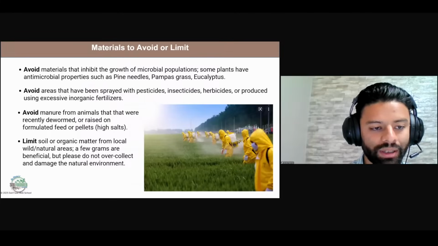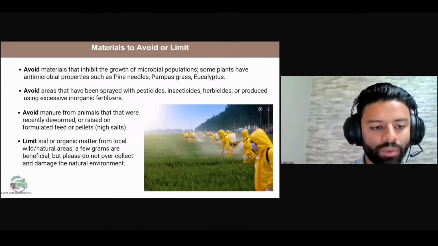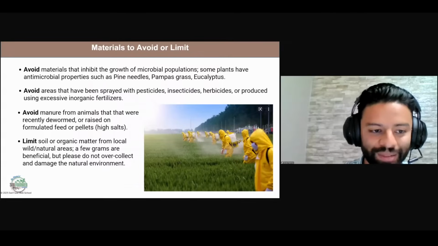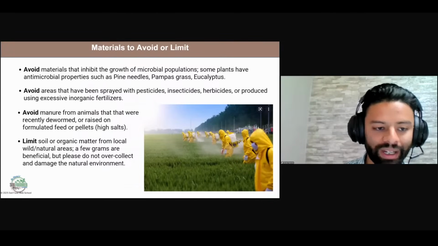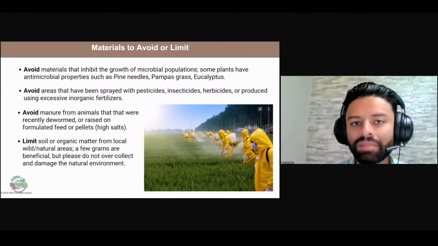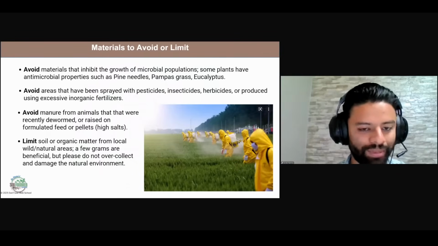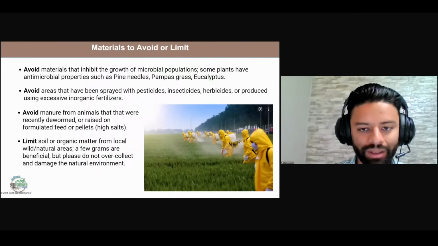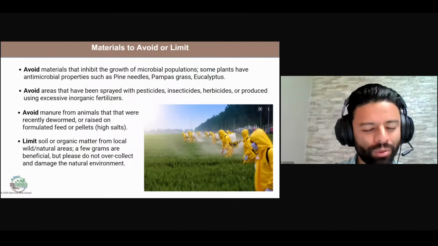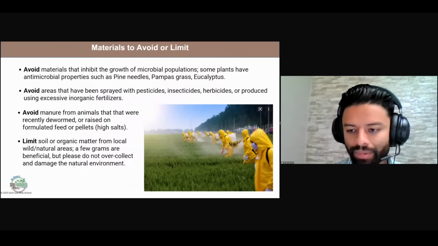Also, we want to limit soil or organic matter from local areas. Why is that? Well, basically because we want our system to be environmentally sustainable. So we don't want to over-collect or cause any damage or imbalance in our natural systems. You can certainly pick a couple of handfuls of leaves or bark or whatever you have close to start stimulating your inoculum, but you don't want to overdo that. Otherwise, you will alter your natural ecosystems.